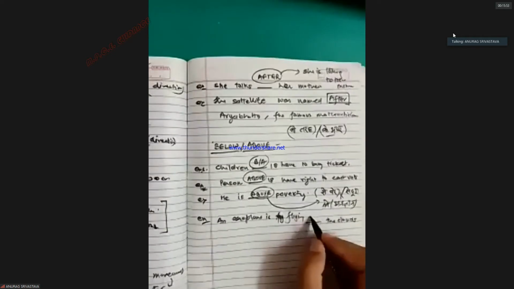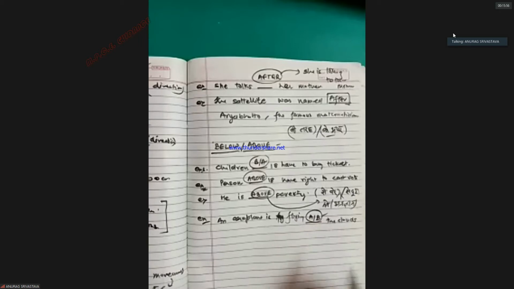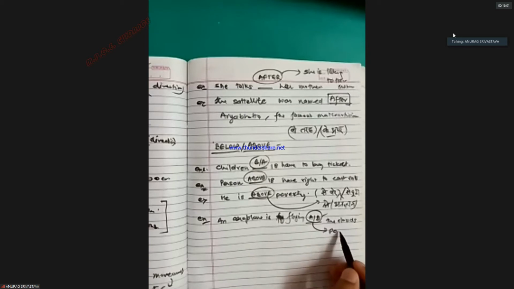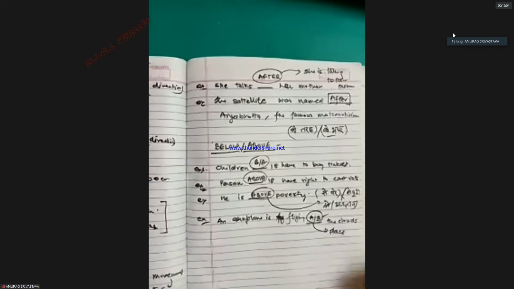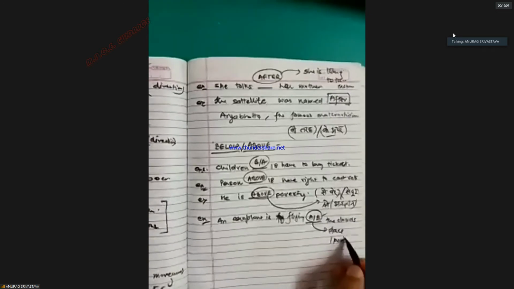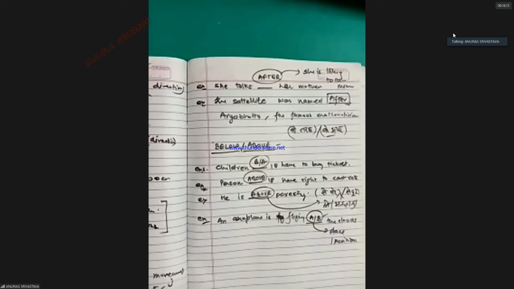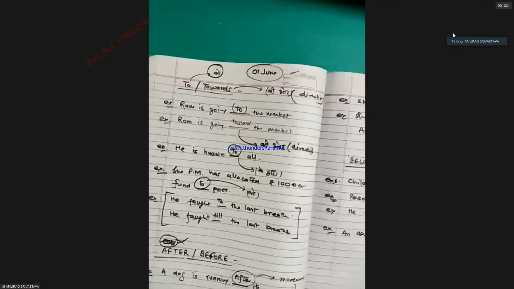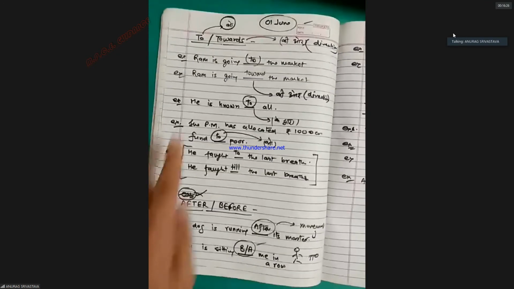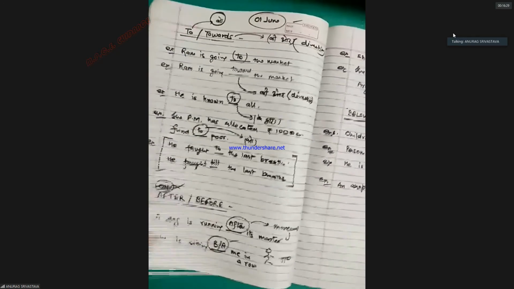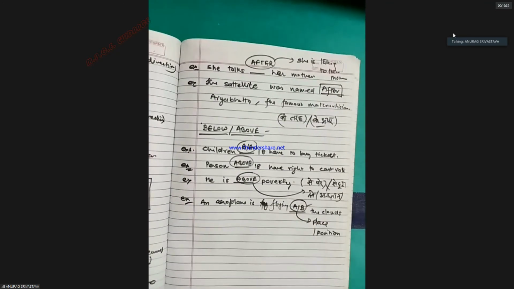Dash the clouds. Here, above and below, both can be filled, because both refer to the position. Either place of movement or position of movement, then you can place either above or below. You can place both. Now move to the next kind of preposition. If anyone has any doubt, you can ask. We have studied two words, after and before. Then the next is below and above.